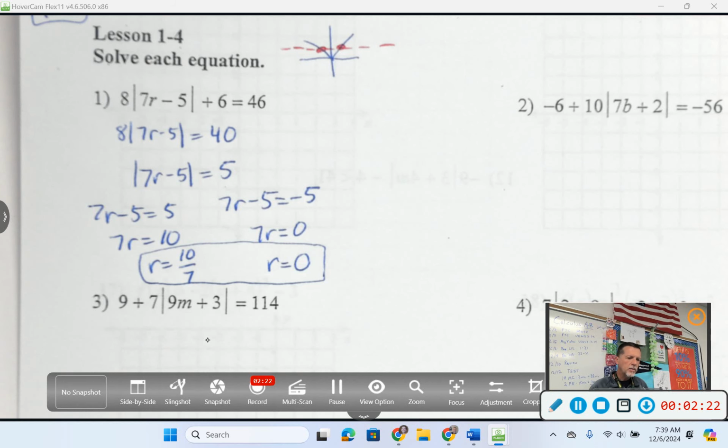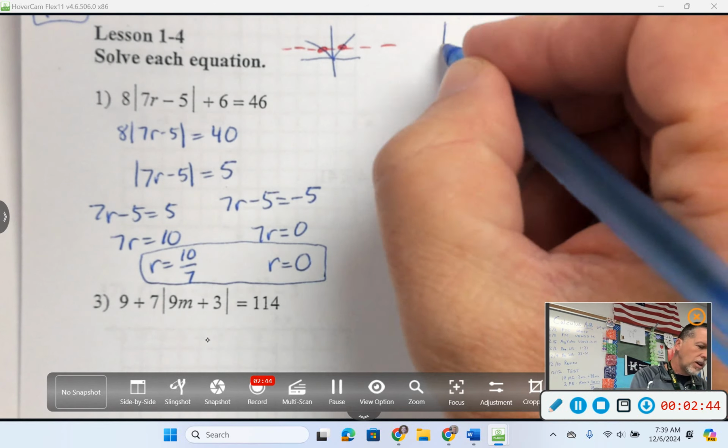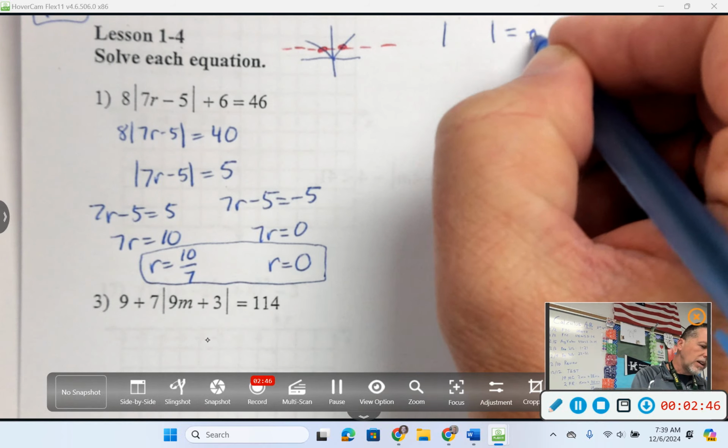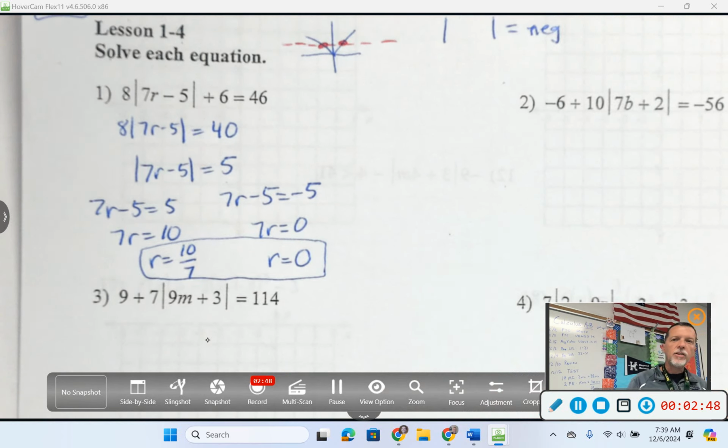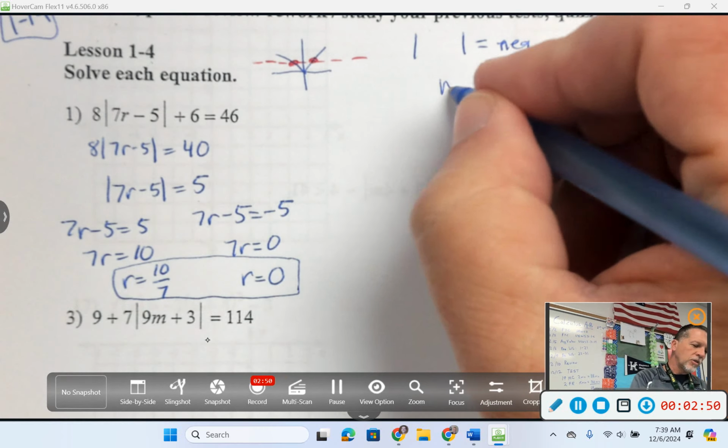1 through 6 are all about the same. What might we need to be worried about? If there's no solution, and what would make there be no solution? If it equals a negative... Good. If the absolute value equals a negative number, because you can't have that. And I was trying to look through these, and you don't really know that right away. You have to get it down to absolute value equals negative, then there's no solution.